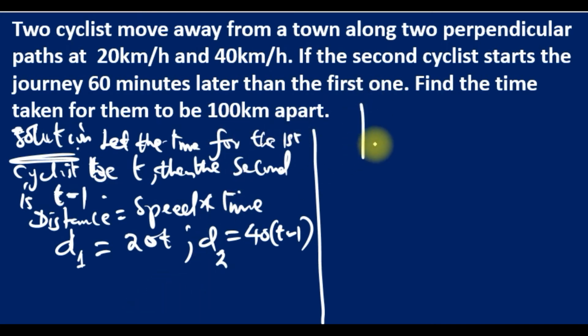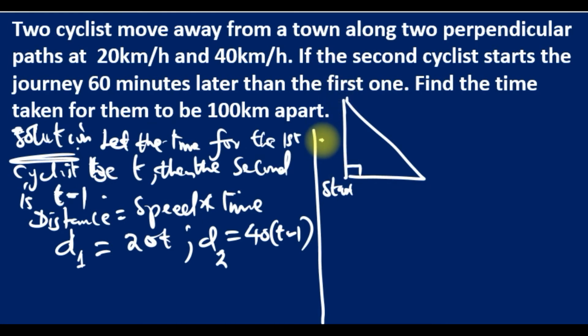Remember, they said they started here. So this first one moves, maybe this one moved up to be 20t, while the second moved in the other direction, which is 40 times t minus 1. They are 100 kilometers apart. So we'll form a right triangle with that.